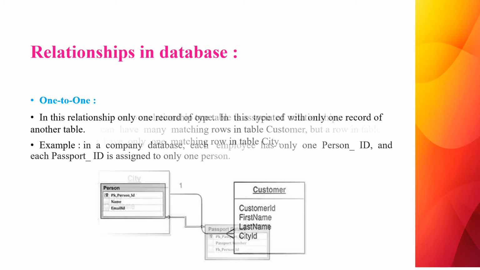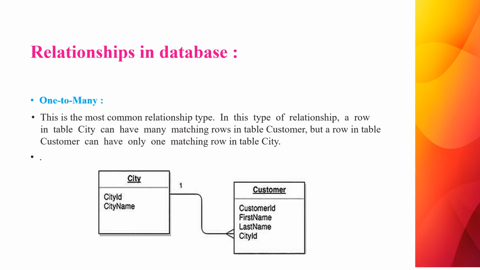Second is the one-to-many relationship, that is when one entity of one table is related to many entities of another table. One teacher can teach many subjects. One student learns many subjects. So where one and many subjects, that is a one-to-many relationship. In this type of relationship, a row in the table city can have many matching rows in the table customer. But a row in table customer can have only one matching row in the table city. So it forms a one-to-many relationship.